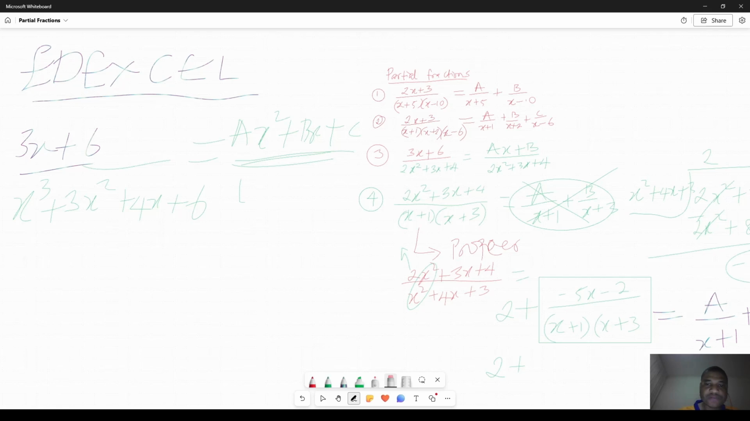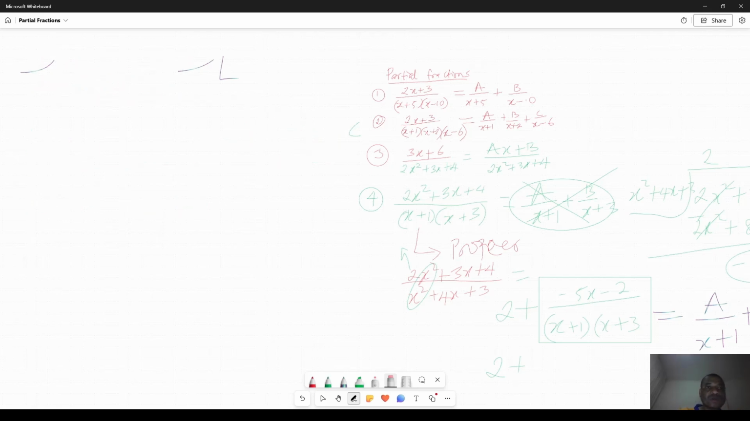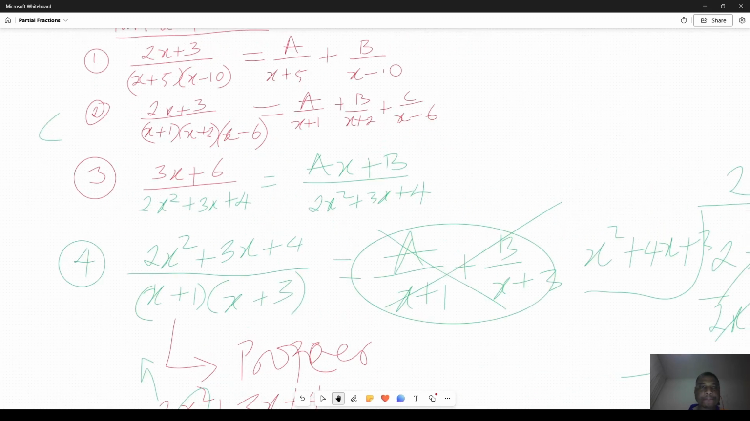But don't worry, for those only doing Edexcel, you can get that. But for partial fractions, this is how we do it. So whenever you have the highest power here, then you can easily solve for that.